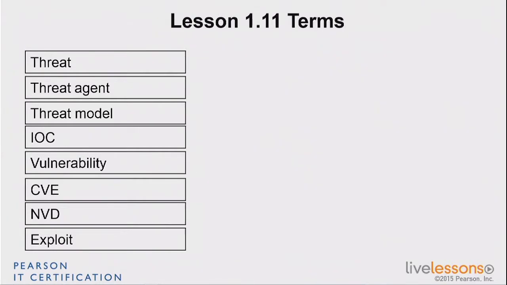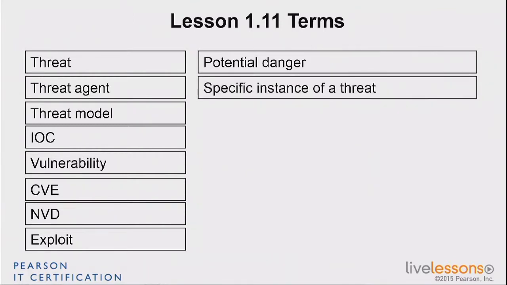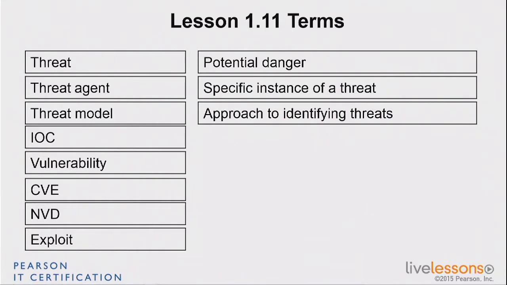Okay, let's look at lesson 1.11 terms. The first was a threat. Threat is a potential danger. The second was our threat agent, which is a specific instance of a threat. A threat agent also might be called a threat adversary or a threat source. Our threat model was our approach to identifying threats. We looked at 3 different ways to do that. That was our attacker-centric, our architecture-centric, and our asset-centric.